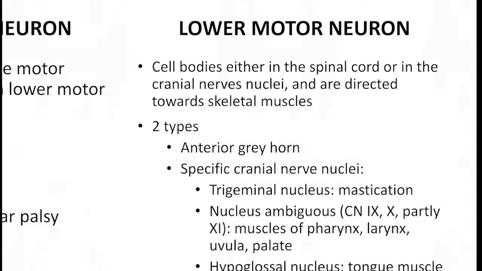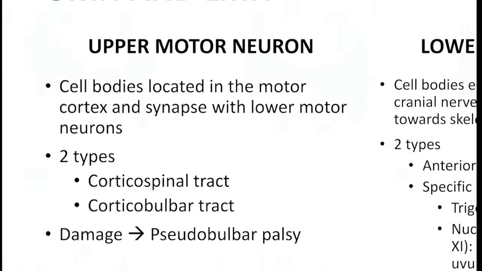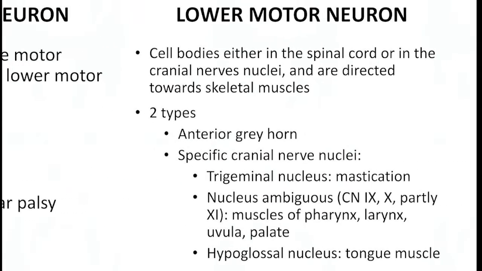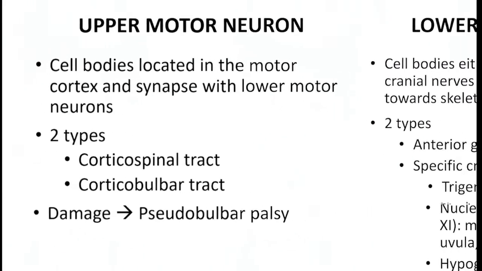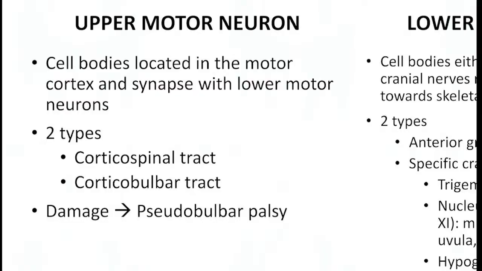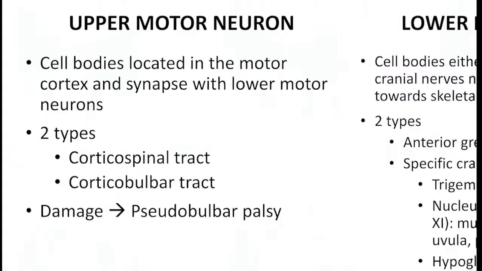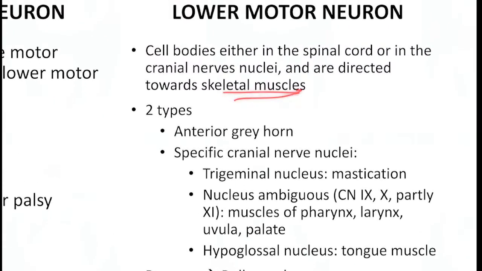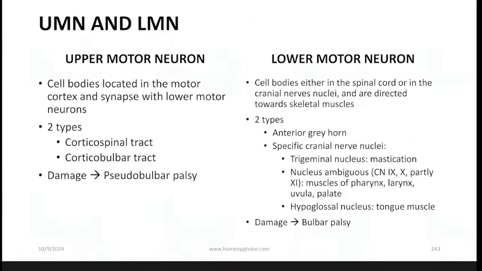The cell bodies which are present in the motor cortex, we call it an upper motor neuron, and the cell bodies which are present either in the spinal cord or in the cranial nerve nuclei, we call it a lower motor neuron. Okay. See, the lower motor neurons are directed towards the skeletal muscle, whereas the upper motor neurons synapse with the lower motor neurons. That is it. This is the major difference between an upper motor neuron and a lower motor neuron.